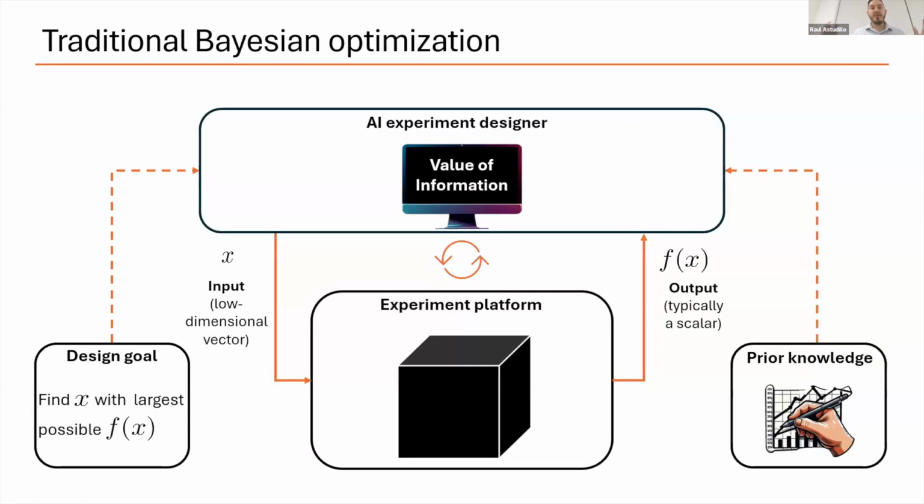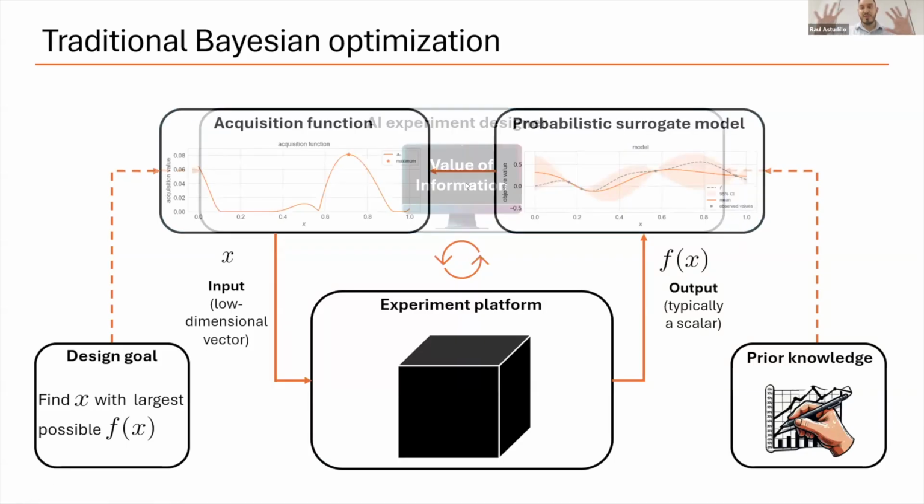So let's see how traditional Bayesian optimization fits into this picture. Essentially, most BO algorithms have these two components. One is the probabilistic surrogate model of the objective function, and then this is used to build an acquisition function. I don't want to spend too much time talking about these two components. In particular, I'm not going to be saying a lot about the probabilistic surrogate model, and I'm going to focus on the acquisition function.